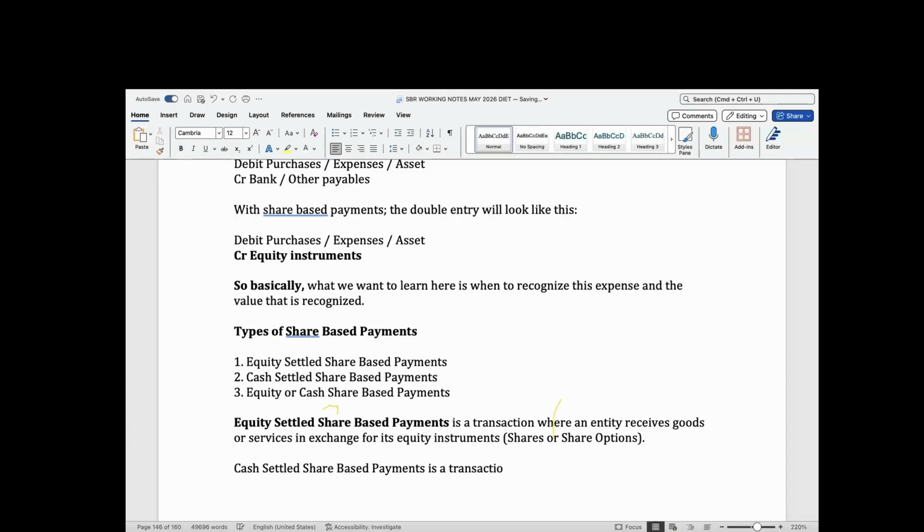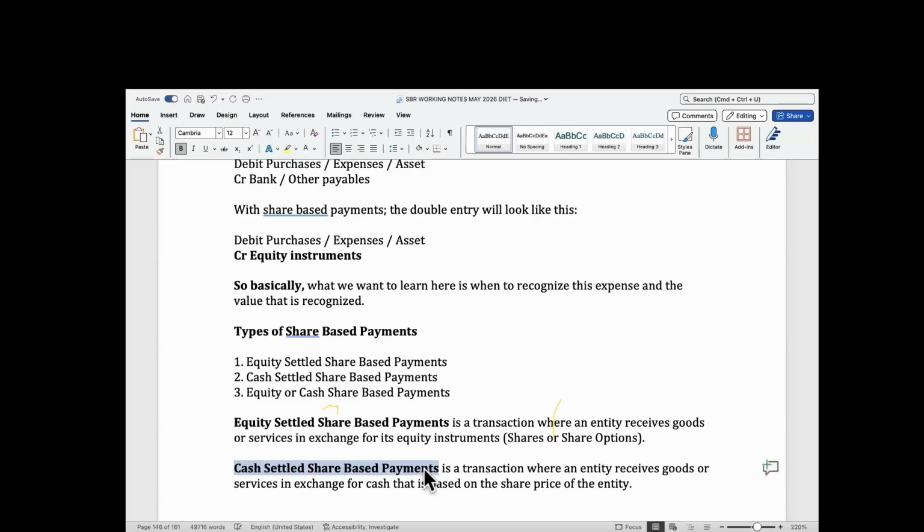So this one is a transaction when an entity receives goods or services in exchange for cash. In exchange for cash that is based on the share price of the entity. So the second one is cash settled.